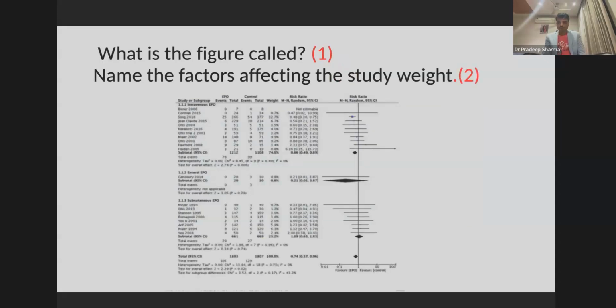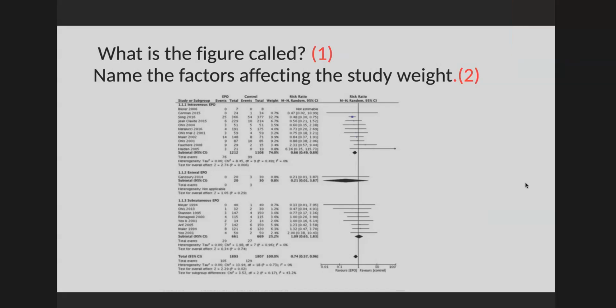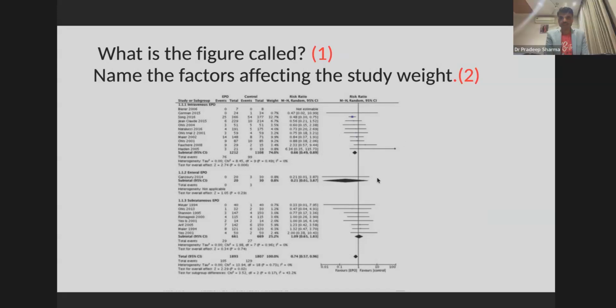What is this figure called? This is called a forest plot. Very good, I'm getting those answers now. What are the factors that affect the study weight? Some studies have weights like 32%, 0.7%, 6%. All these studies will add up to make a weight of 100%.